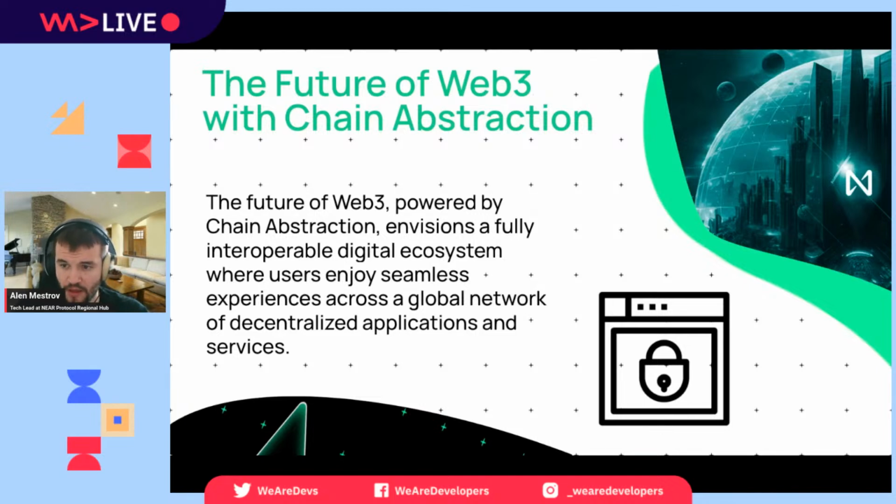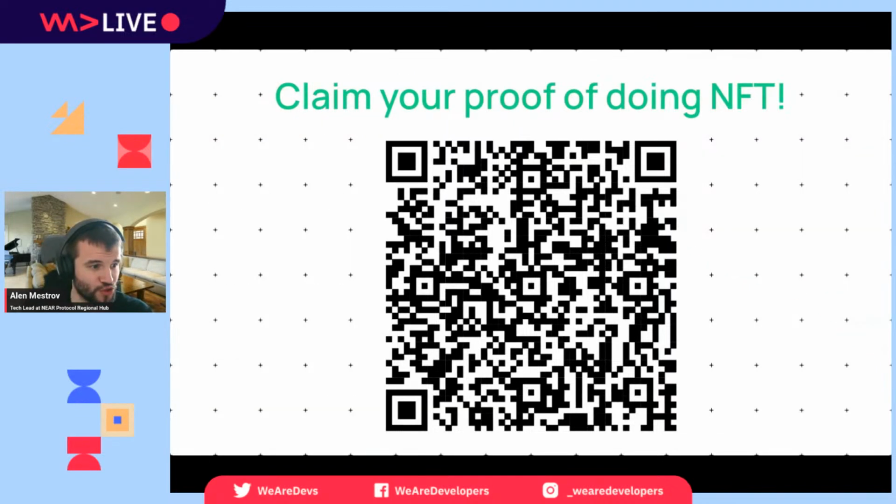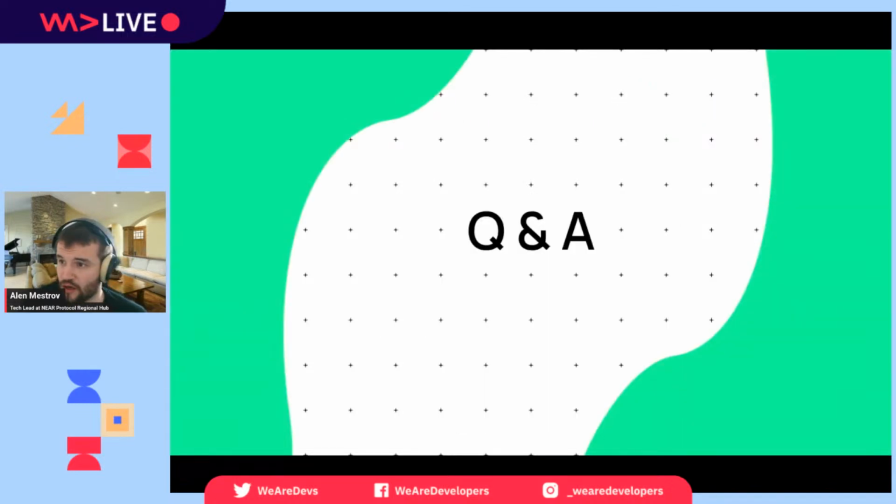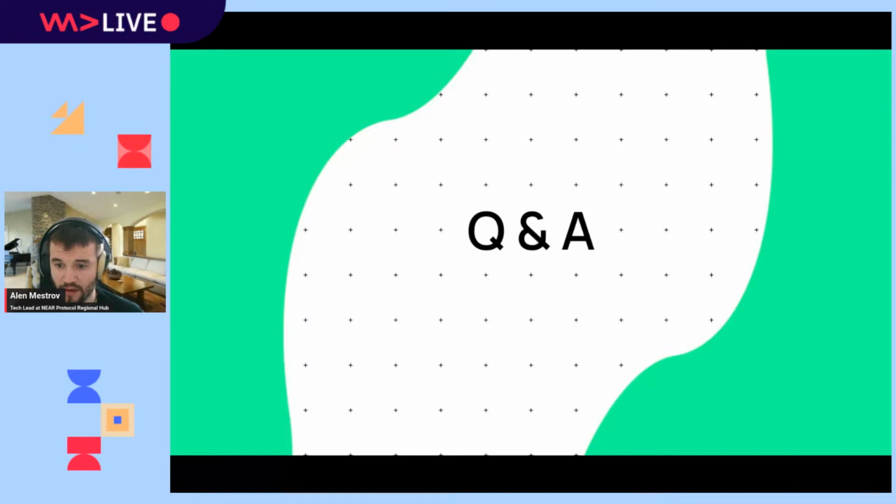For the end of the presentation, we wanted to show you how this blockchain abstraction actually works. We have this NFT, proof of doing, which you can connect to by scanning this QR code. You will get this NFT for finishing this presentation and this talk, and you will see that it's not that hard. So we are open for Q&A, and I'm going to leave the documentation and everything in the last slide. And that's actually it.